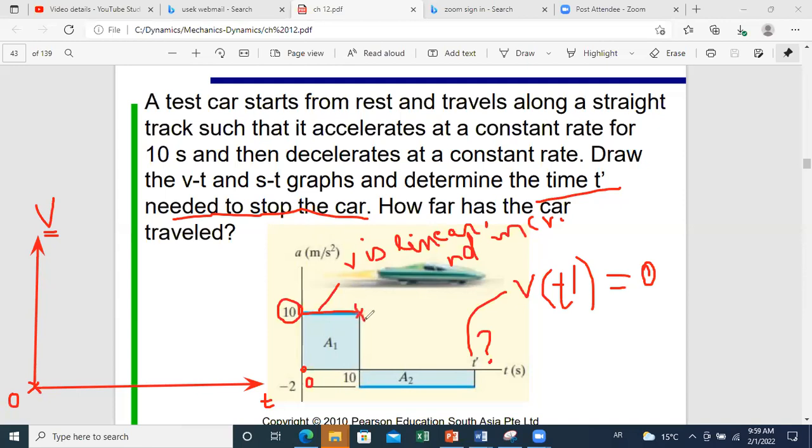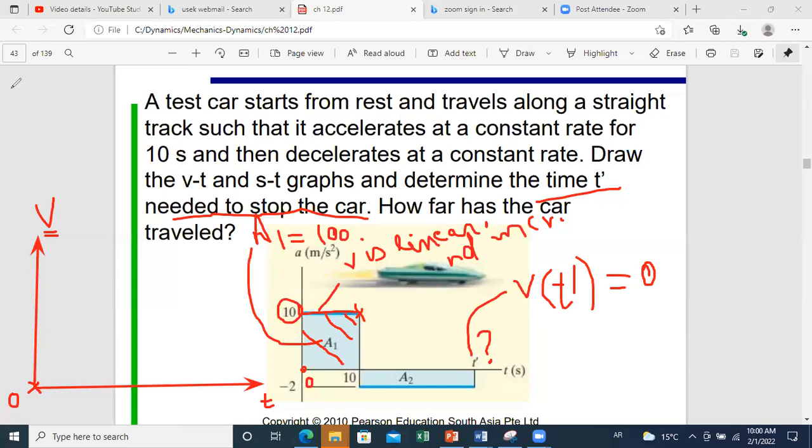We know that graphically, the variation of velocity is equal to the area under the acceleration graph. I can easily calculate area 1. Area 1 is equal to 10 times 10, so 100. And by definition, since a is dv by dt, delta v is the integral of a dt. So what can I write then?